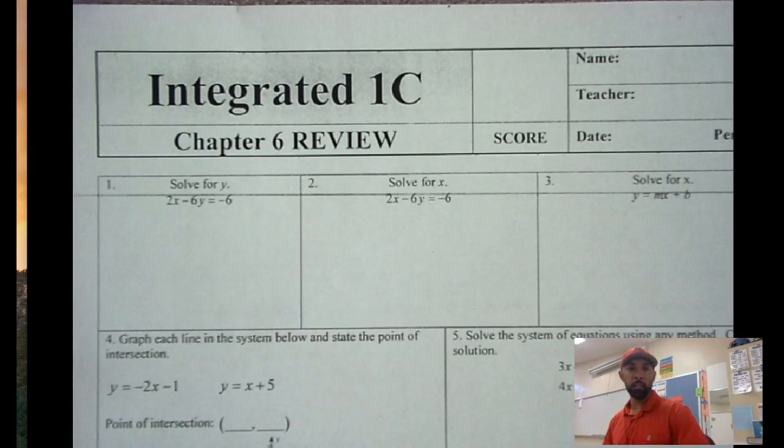I'm going to go through this, and this will be an Edpuzzle format, so answer the questions as we go. Feel free to come by if you need help. All right, start with number 1.